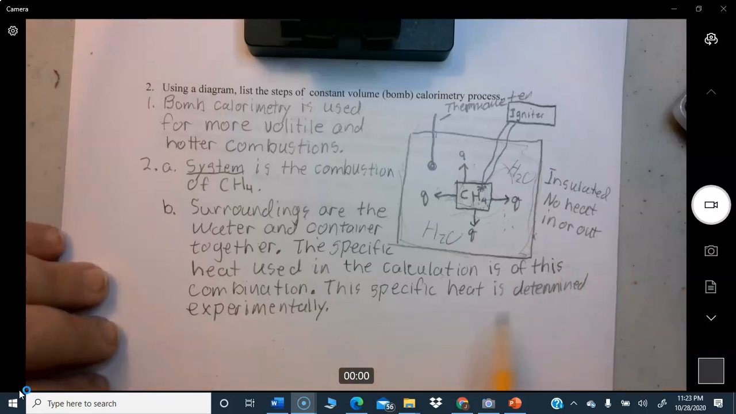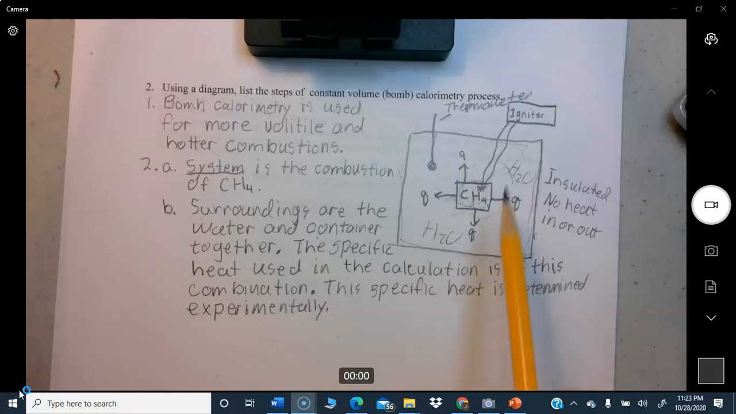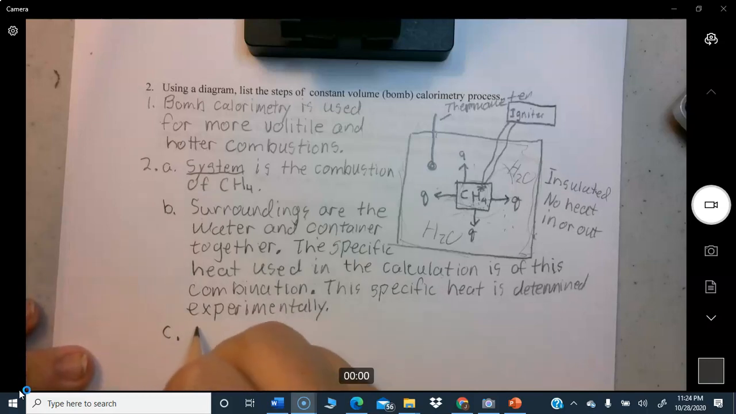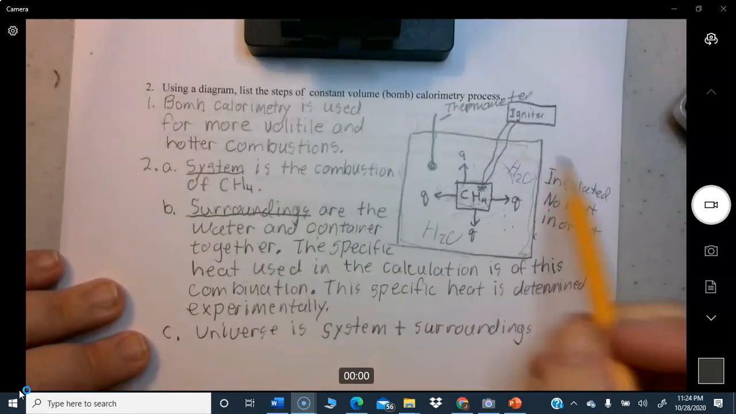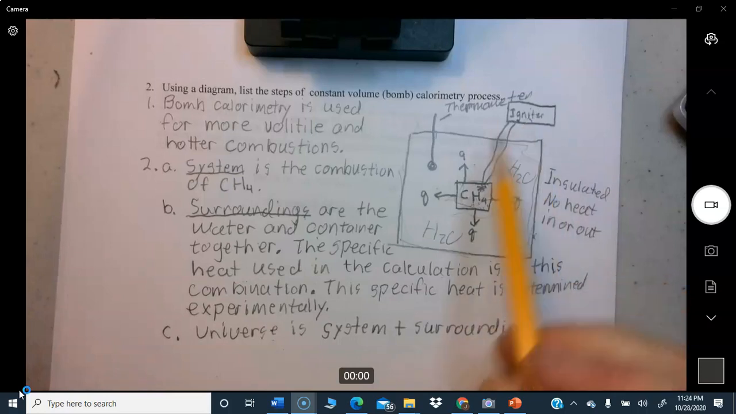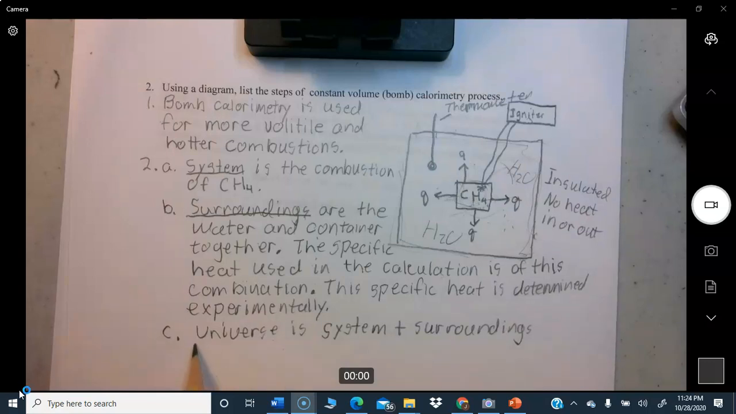This specific heat is determined experimentally. So we know the specific heat of water is 4.18 joules per gram Kelvin. We don't know what it is for this container or this container, but we figure that out experimentally before we do this experiment. All right, and C, universe. Okay, so universe is system plus surroundings. It's everything you see there, not the igniter, but everything you see in here is part of the universe. All right. So now we're ready to detonate.